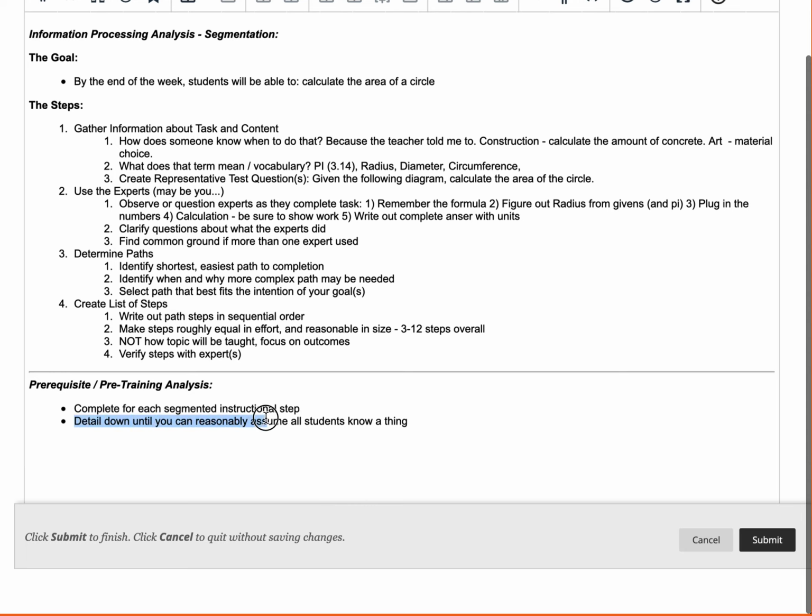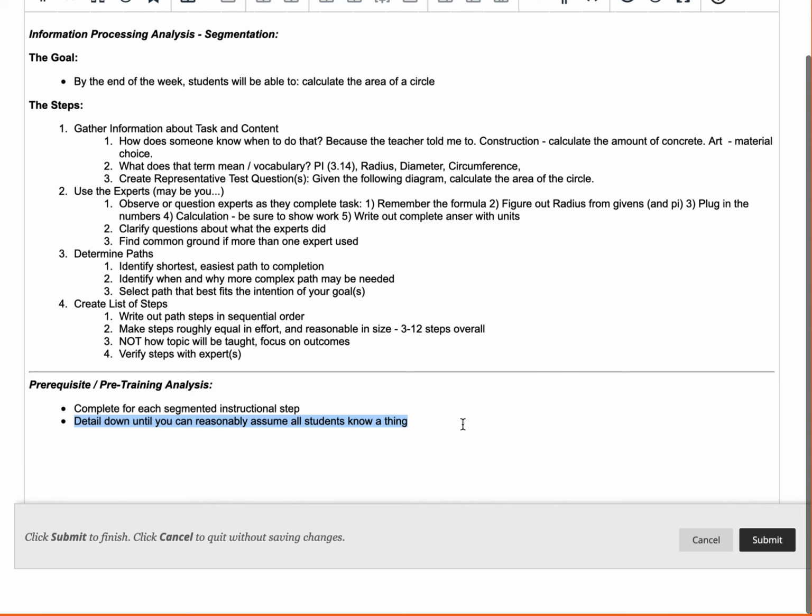The question with the prerequisites is always, how far down do you go? You can get ridiculous with this. For example, we're doing math. They need to know how to multiply. That's true. They need to know their numbers, right? They need to know what a decimal point is. You can take it all the way back to whatever they learned in preschool related to math, because all of that is a prerequisite. I mean, yeah, they have to know how to count from 1 to 10.